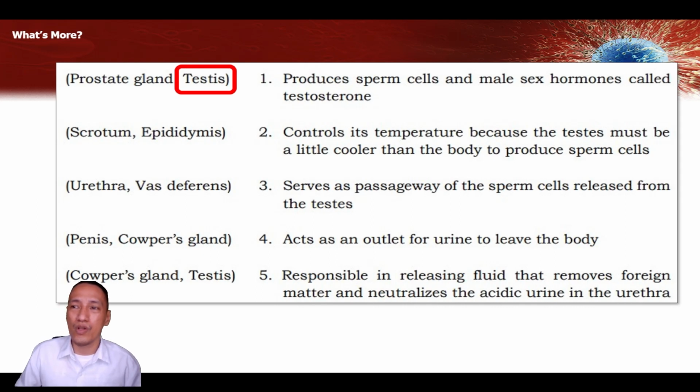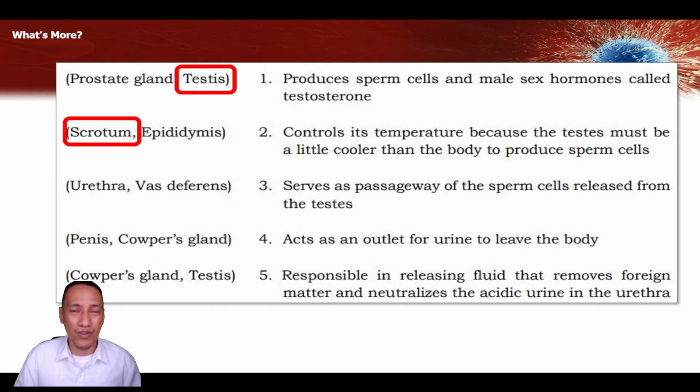Number 2, controls its temperature because the testes must be a little cooler than the body to produce sperm cells. Control the temperature ng testes, di ba? Iisa lang yan. At yun yung lalagyan niya. Anong tawag dun sa lalagyan ng testes? Correct. Scrotum. That is very good.